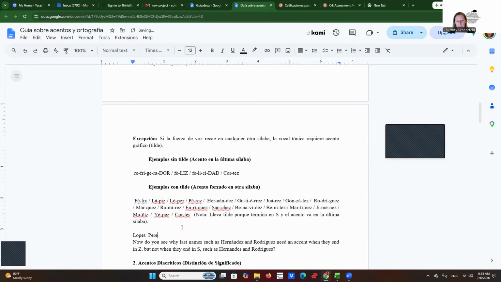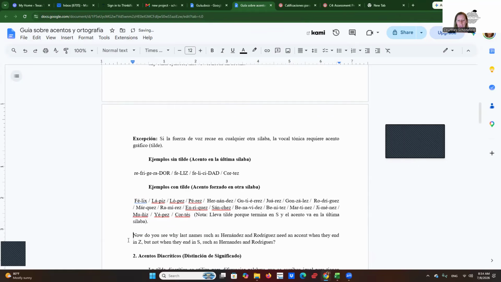Lopes, Peres, Hernandes, Gutierres. Well, remember, if they end in an S, we're supposed to stress the second to last syllable, and now we do. So now do you see why if the name ends in Z, it needs an accent mark? If it ends in S, it does not.